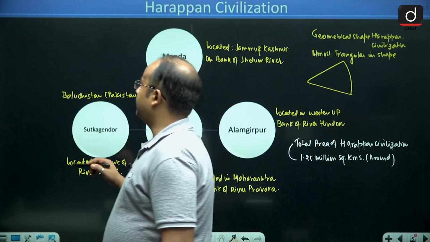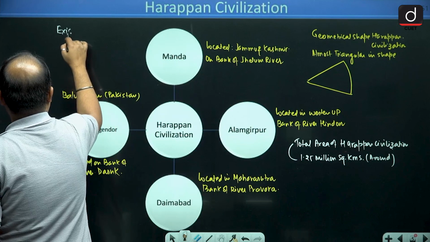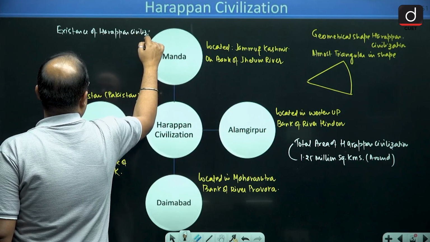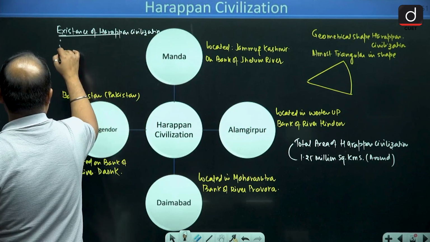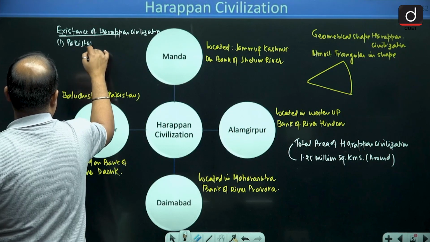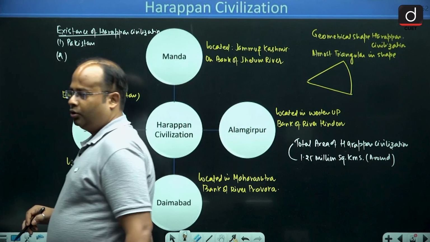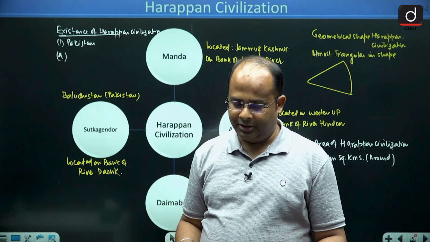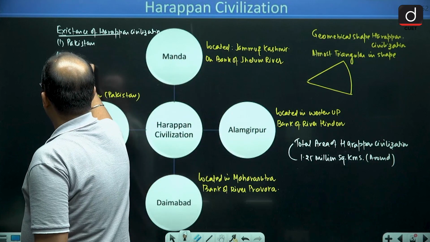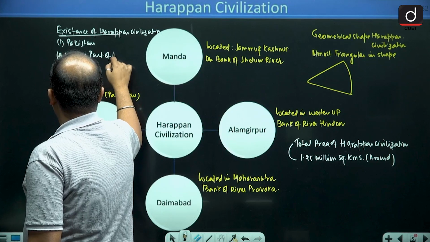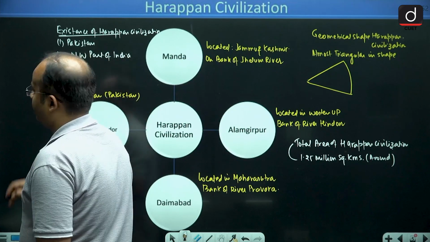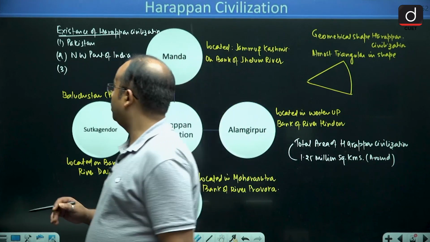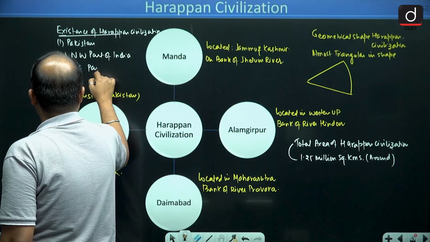And the existence of the Harappan civilization you will find in present-day Pakistan, then the northwestern part of India, and then in the northeast part of Afghanistan.